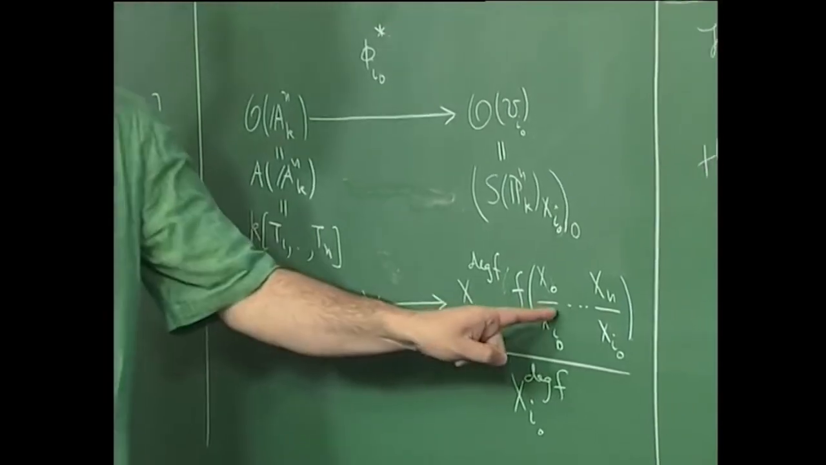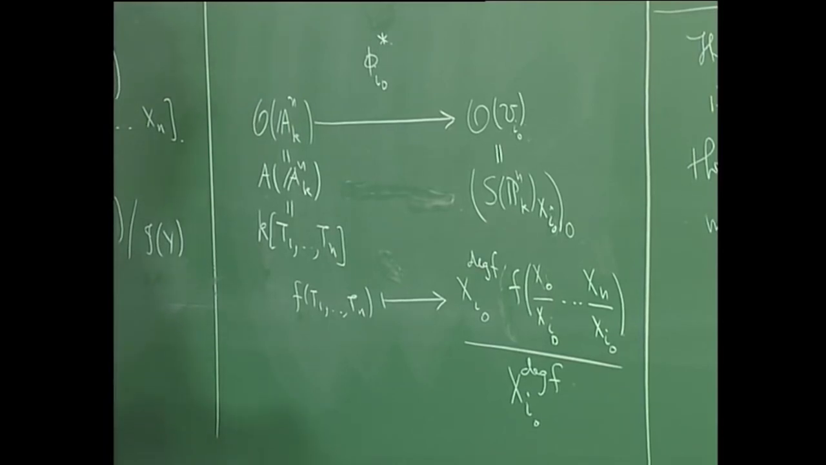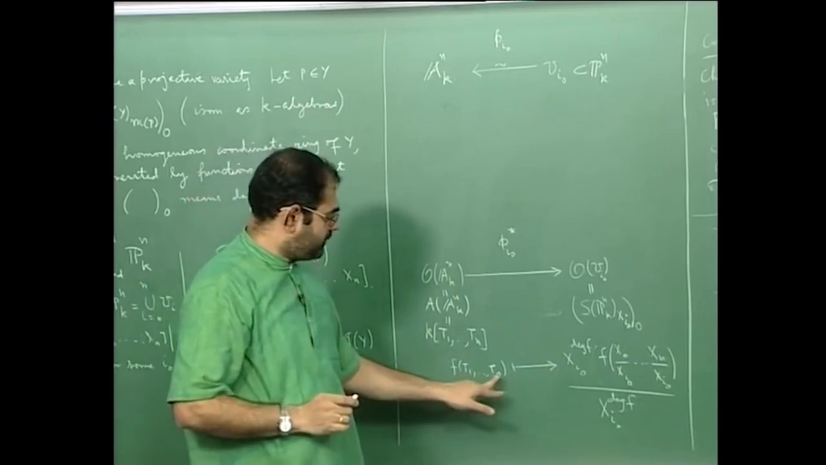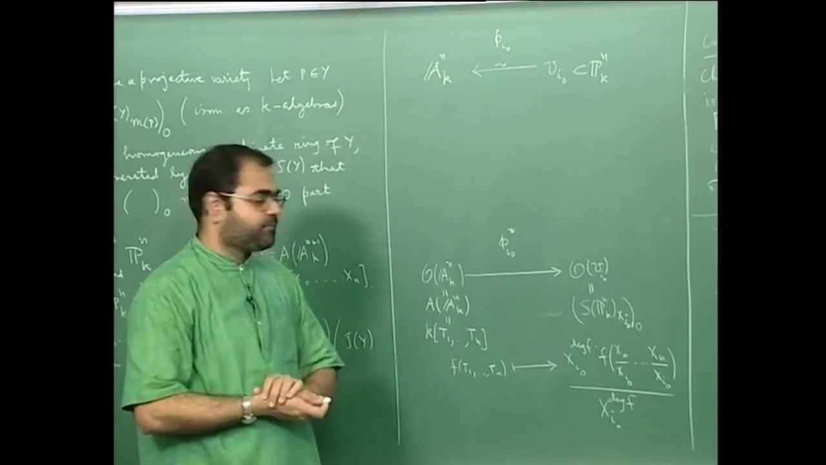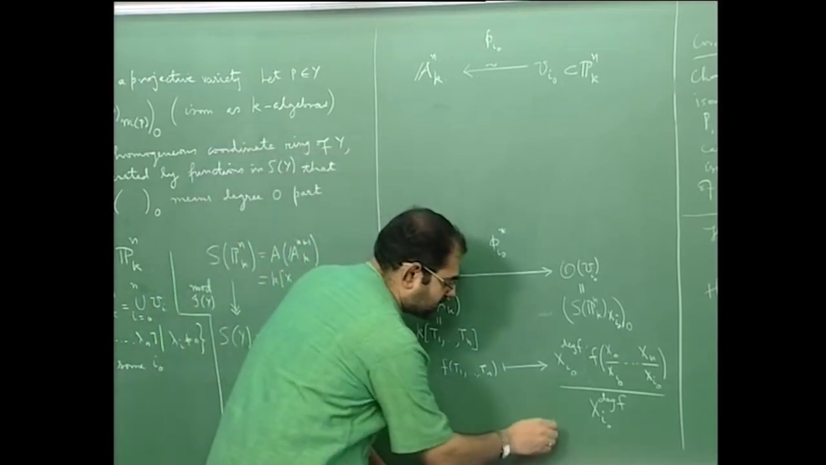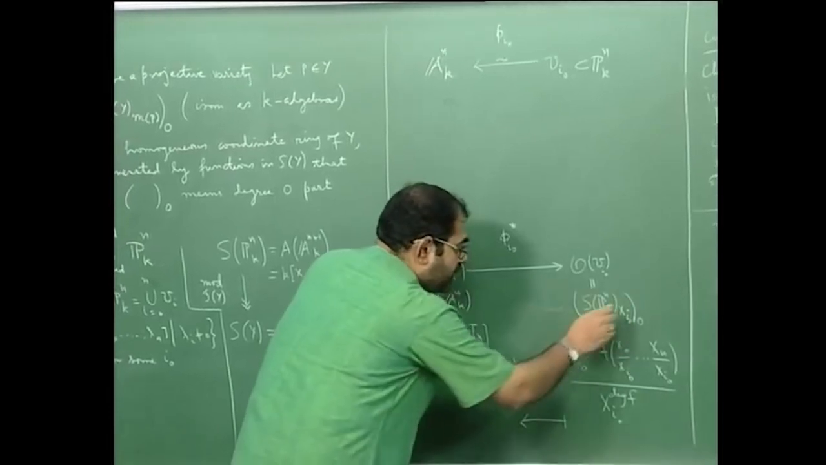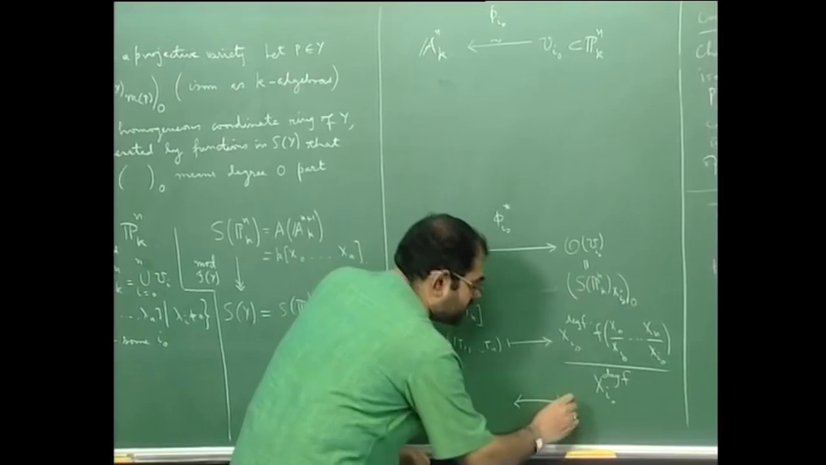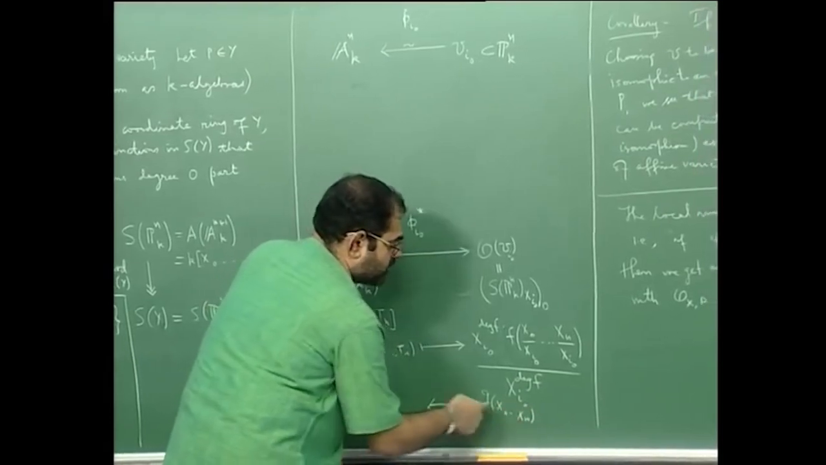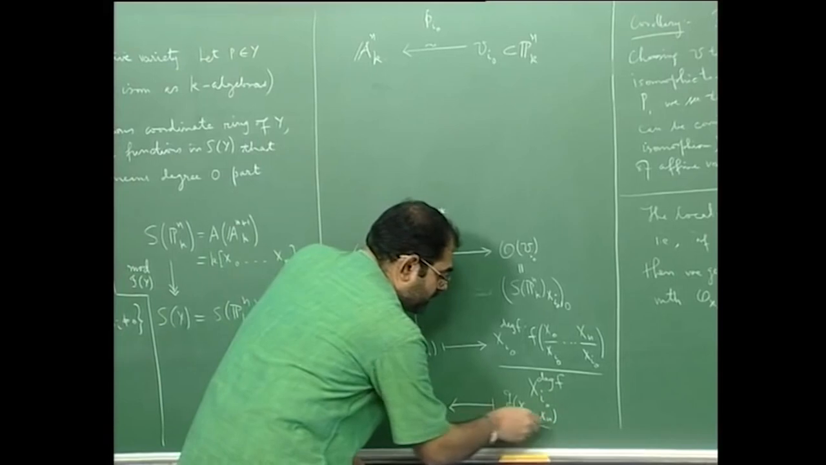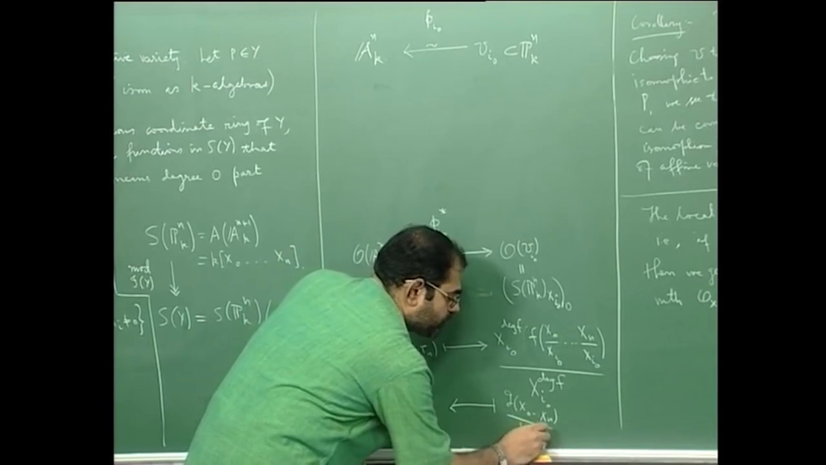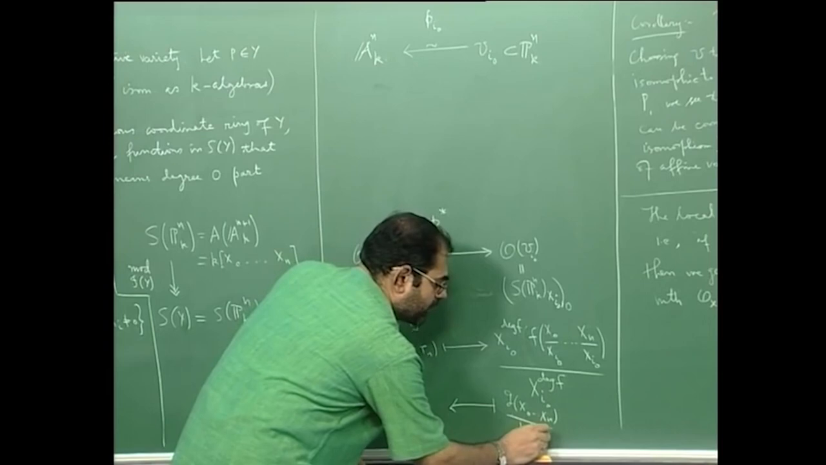And of course, when I write like this, I forget xi0 by xi0, so that you have only n of them, because there are only n variables that I can substitute for. So this is how this map is given, and we also know what the map in the other direction is. That is also something that we have seen. If you give me any element here, it will be of the form g of x naught, ..., xn, a homogeneous polynomial of certain degree, divided by xi naught to the degree of g. This is how an element here will look.